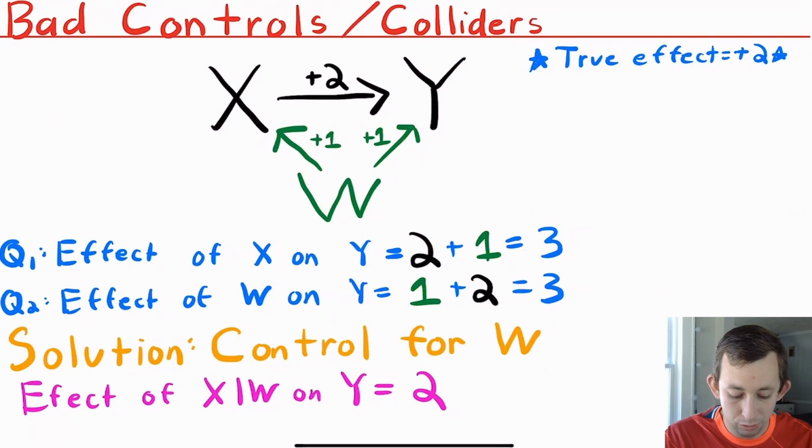If we don't control for w, then we're going to get this bias because x is going up because w is going up, and w also affects y. So the solution in this case is to control for w, because if I hold w constant, then the only change in x affecting y is that x is going up, which causes y to go up by 2. And now we've estimated the true relationship between x and y.